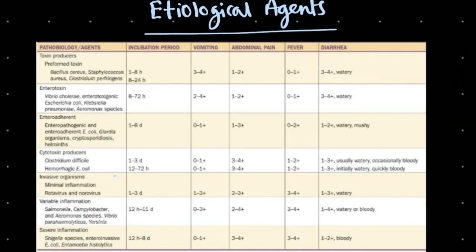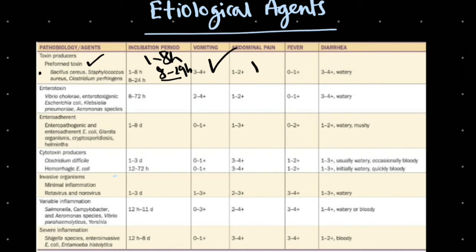Now, let's talk about the etiological agents in diarrhea. This table might look very scary, but it is not. Let's ease these things up. Diarrhea can be caused by preformed toxins which are already present in the food. These toxins can be produced by organisms like Bacillus cereus, Staphylococcus aureus, and Clostridium perfringens. Their incubation period can vary from 1 to 8 hours. In case of Clostridium, it can be from 8 to 24 hours. The symptoms will appear after this much time.